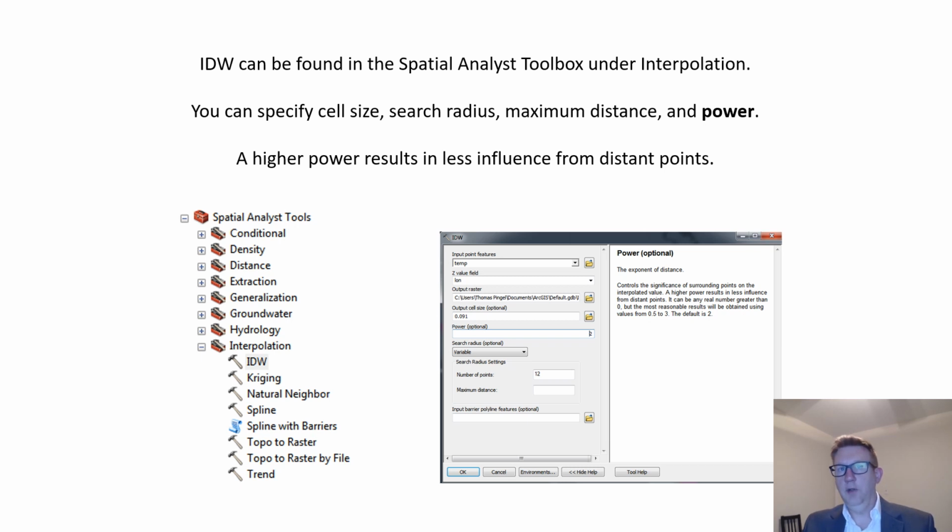Other things that you have to apply here are a cell size of the output, a search radius, and a maximum distance. These are ways of defining what your neighborhood is. When we do IDW, we don't consider all of the points to be our neighbors. We don't include all of those in our calculation. We only include the ones that are near to us.